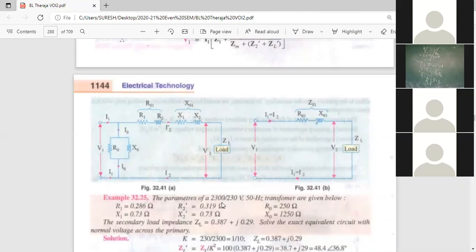Wherever resistance is there, you keep the resistance symbol. Wherever reactance is there, you keep the inductance symbol. Is it clear? They have given wrong in your textbook. Sometimes the printing mistakes will be there in your textbook.